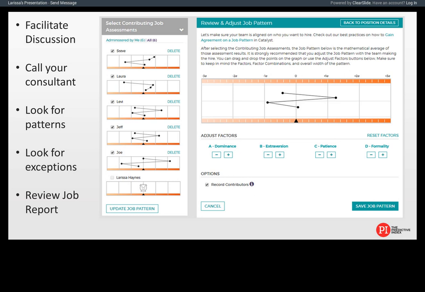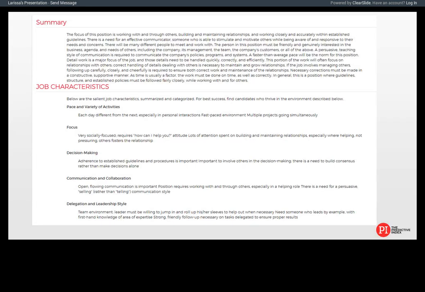So what I mean by that is, here's an example of the job report. There's the summary and then the job characteristics. You can have everyone go ahead and read through that. And this is in plain language that can be used by anybody to make sure that we all understand and are on the same page.